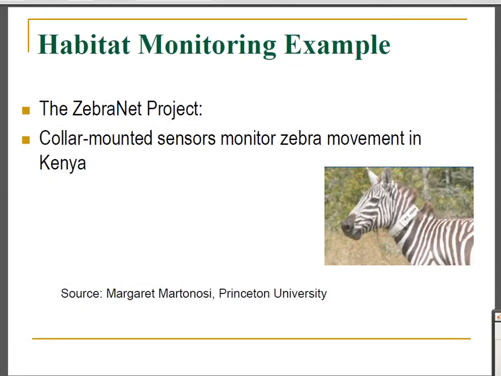All right, so let's go back to our slides. The next project that we can mention here is the ZebraNet project. The collar-mounted sensors monitor the zebra movement in Kenya. So later we'll see they need to monitor this kind of movement, to check the zebra group, or the places they visit, and also all the information they can get using the sensor.